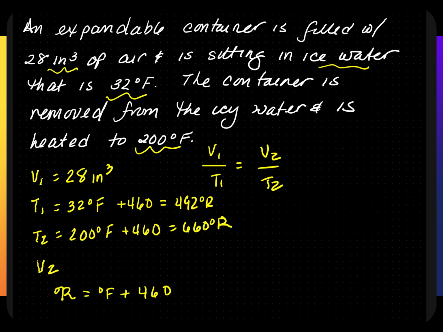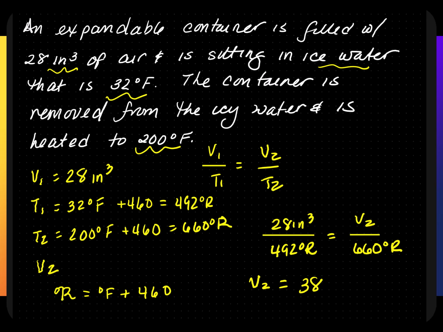Now I'm going to plug in. My V1 is 28-inch cube. My T1 we solved as 492 degrees Rankine. We're looking for V2, and my T2 is 660 degrees Rankine. You could cross multiply this if you want, or you could divide 28 by 492, then multiply by 660. So my volume 2 becomes 38 inch cubed.